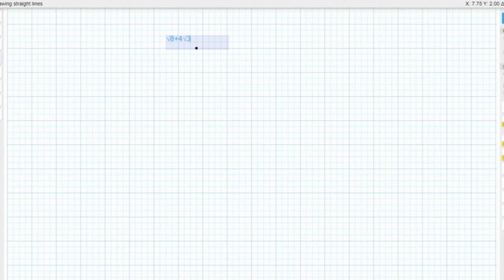plus 4 square root of 3. This is not a very easy number to work with. I'm just going to put this all in parentheses so it looks better. This is not a very easy number to work with.